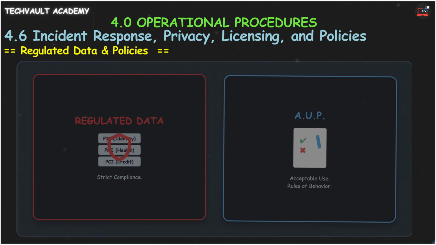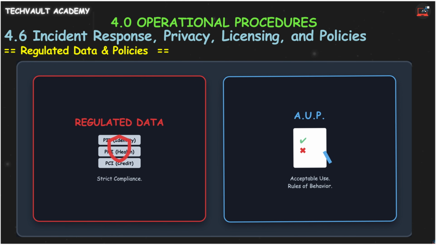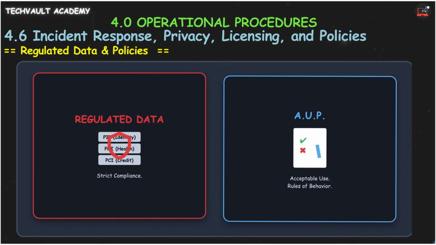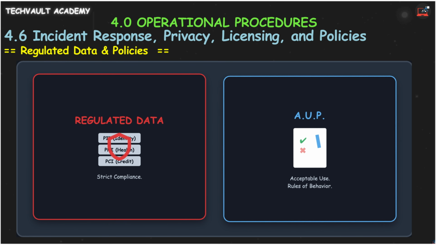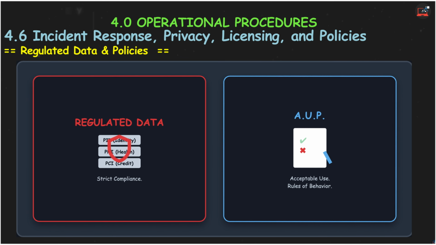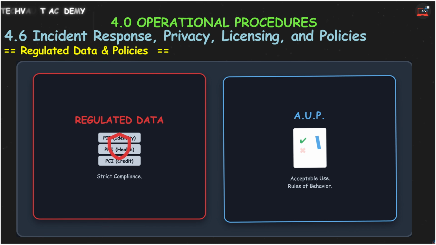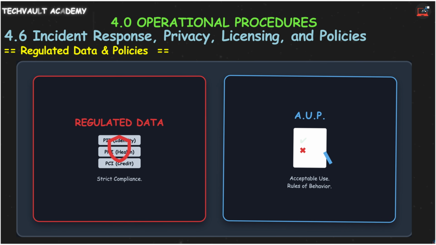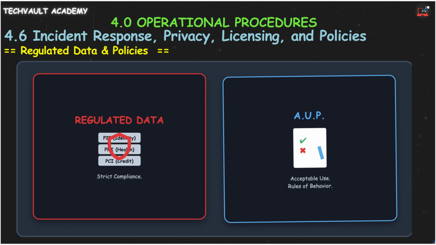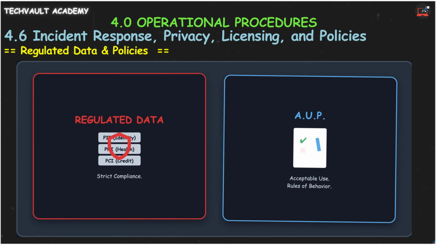Finally, we have regulated data. You must protect PII, personally identifiable information like Social Security numbers. In healthcare, we protect PHI, or protected health information, mandated by HIPAA. And for credit cards, we follow PCI DSS standards.